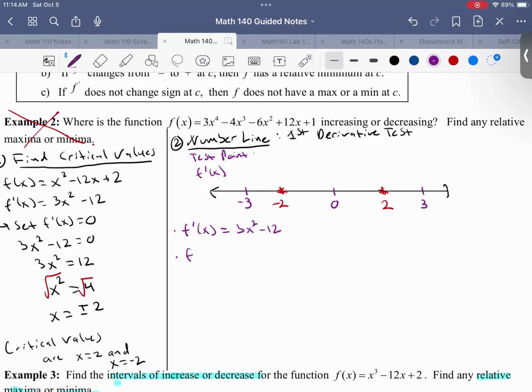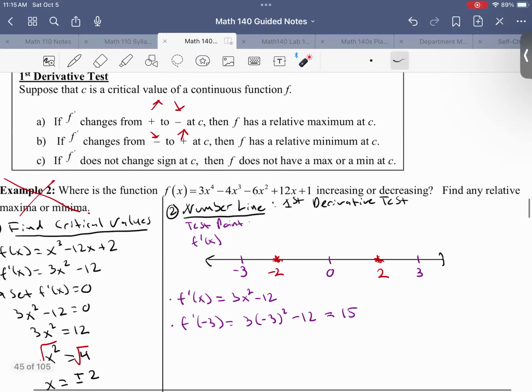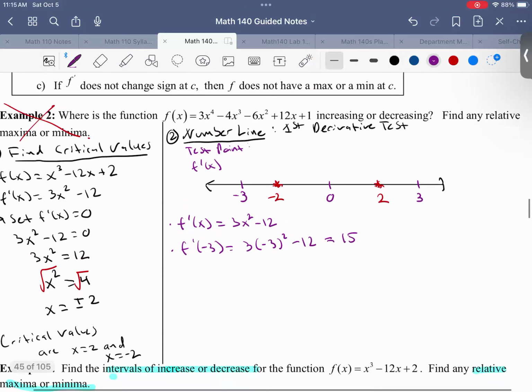So I'm going to take -3 and plug it into this. I get 3 times -3 squared minus 12. If you do the calculations, -3 squared is 9, 9 times 3 is 27, minus 12 is 15. So I get 15. The actual number is not important. What you really want to know is if it's positive or negative, because that's what we're finding right here. We get 15. This is positive.